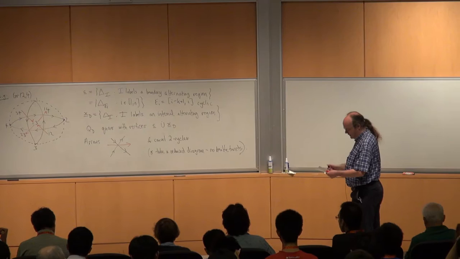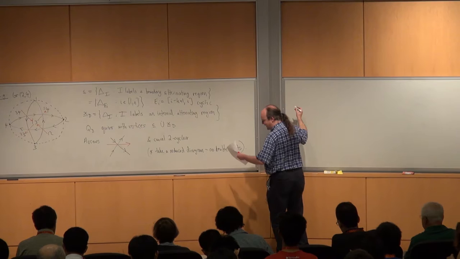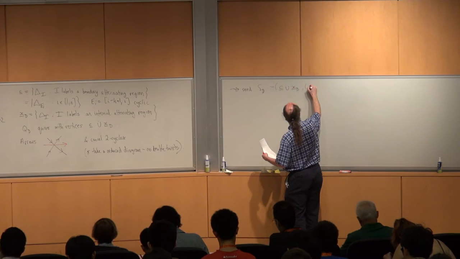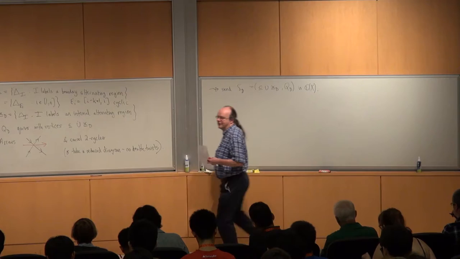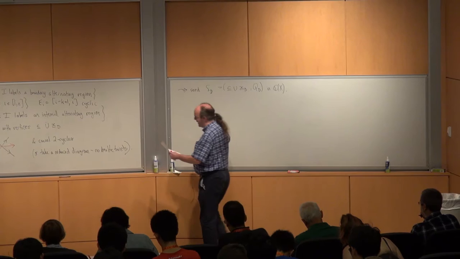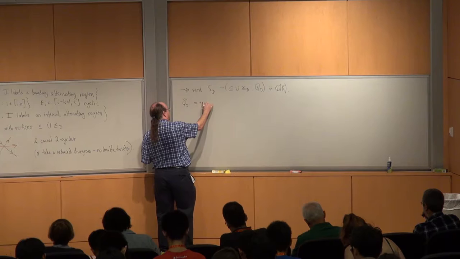Okay, so then this gives us a seed, (C union X_D, Q_D), in this field of rational functions. So for the cluster structure, we only need this internal quiver. But we have a slightly larger quiver, which we'll call Q_D tilde. It's the quiver with boundary arrows.